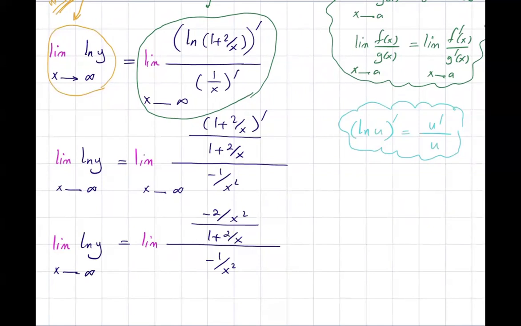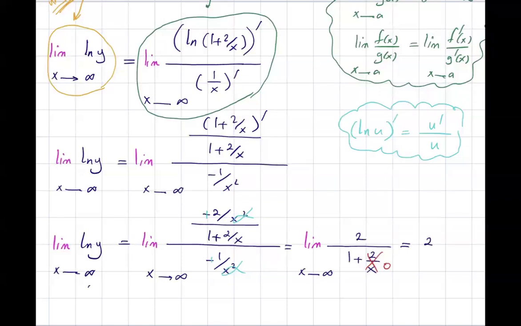Very good. So basically, we can simplify this further. You can cancel out x squared, you can cancel out these negative signs, and x goes to infinity. So this can be written as the limit of, simplify this further. The whole denominator disappears, so you get 2 divided by 1 plus 2 over x as x goes to infinity. This becomes 0. So what do we see here? This is equal to 2.